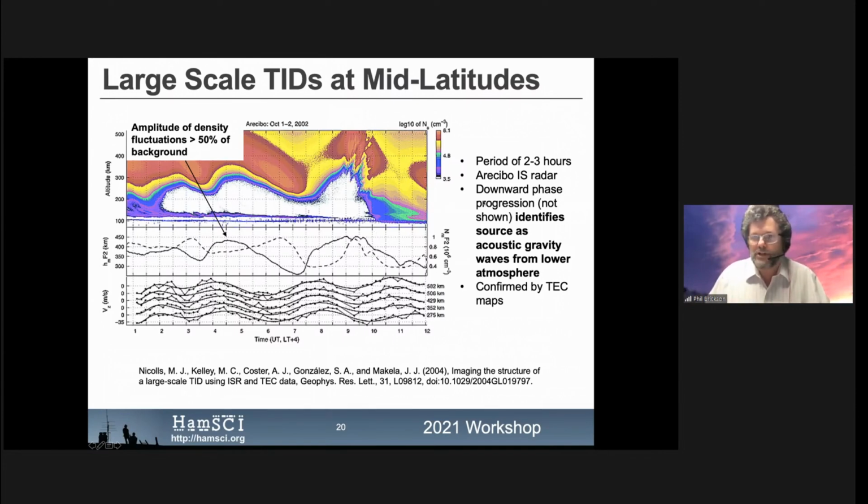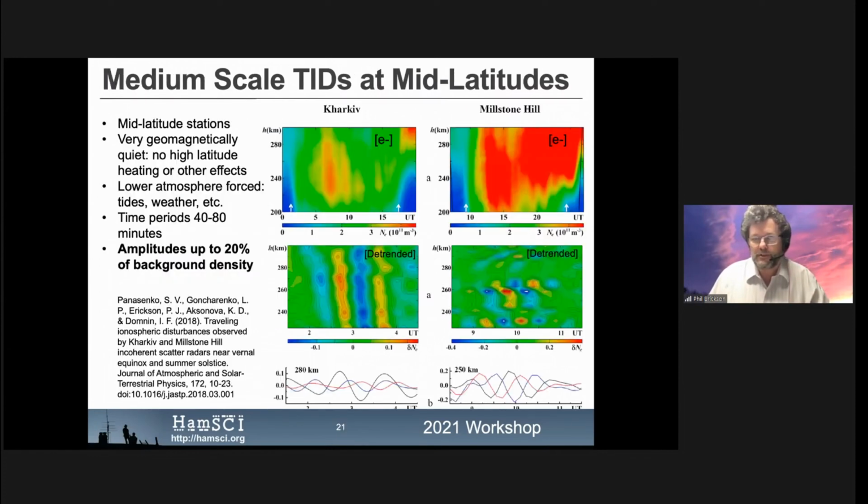And well, I'm not showing you, but you can look at gravity waves have a downward phase progression, and that actually conclusively identified this source as acoustic gravity waves coming from the lower atmosphere, stuff from below. So 50% of background for this particular example. This is an example at mid-latitudes, the subject of this conference.